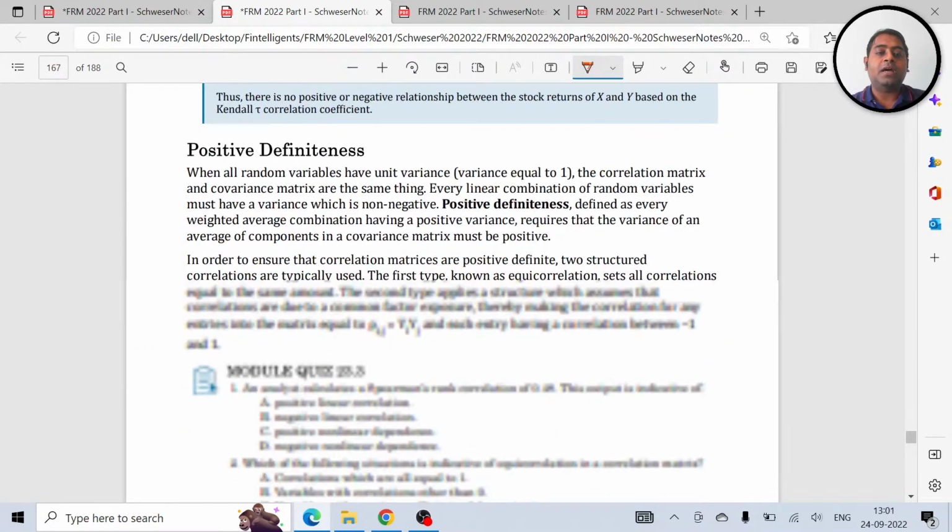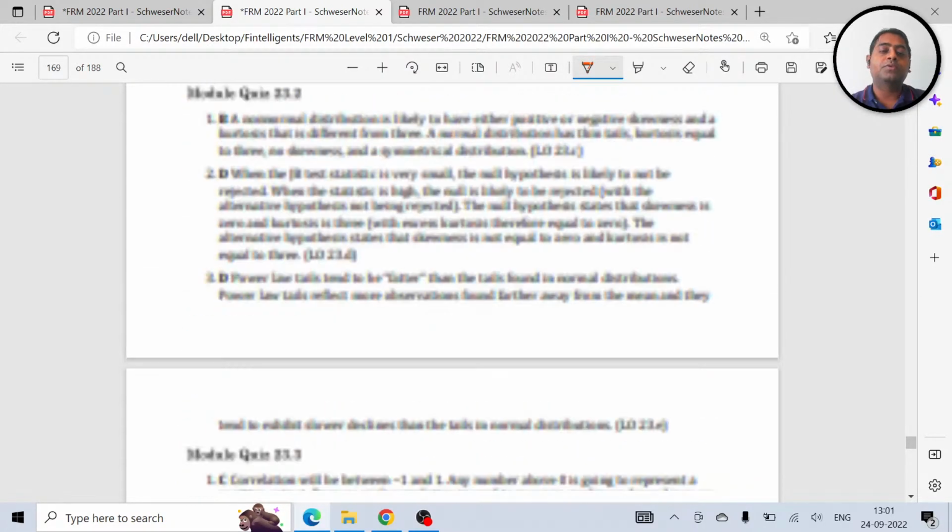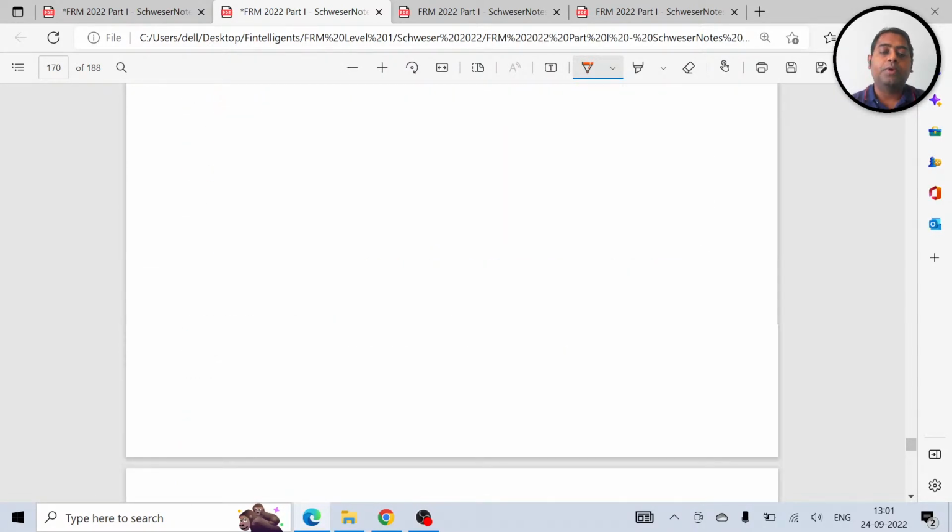Rest, then this chapter is done. Positive definiteness is not important. We are going directly to simulation and bootstrapping now.